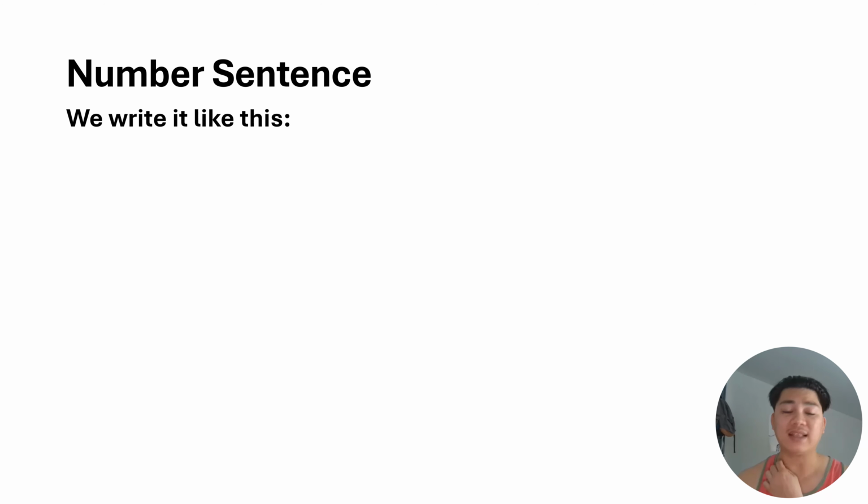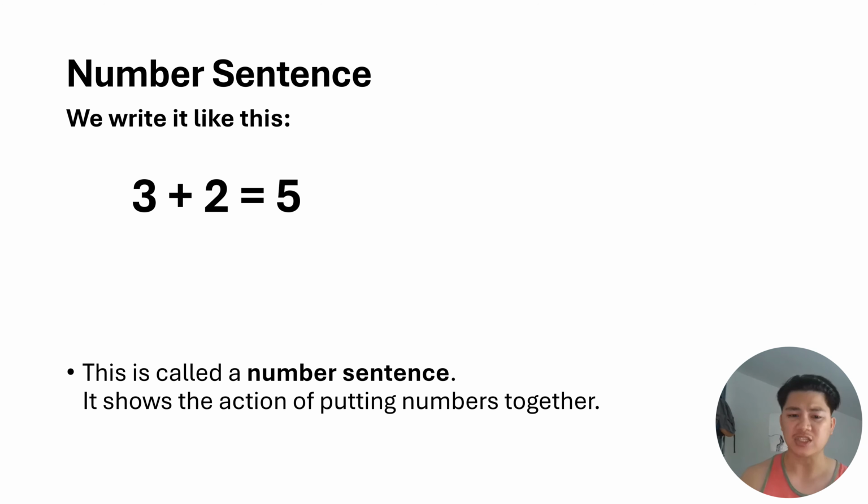So we write it like this: 3 plus 2 equals 5. For elementary learners, we need to do it step by step, from actual objects to pictures, then down to abstract, which is 3 plus 2 equals 5. So this is called the number sentence. 3 plus 2 equals 5 is the number sentence, and it shows the action of putting numbers together.